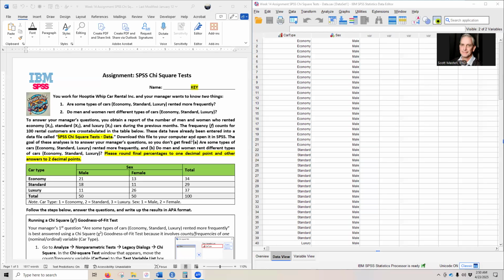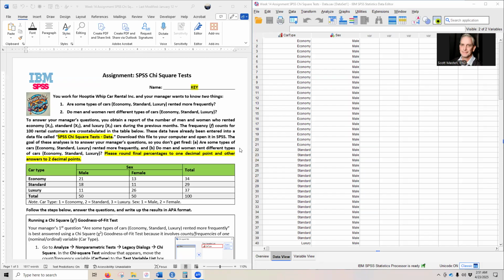What's everyone doing? It is the final assignment for your stats course. So we're going to look this time at some non-parametric tests, specifically two different types of chi-square tests: the chi-square goodness of fit and chi-square test of independence.